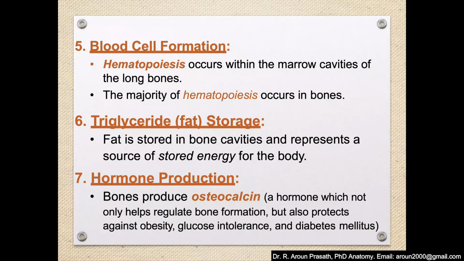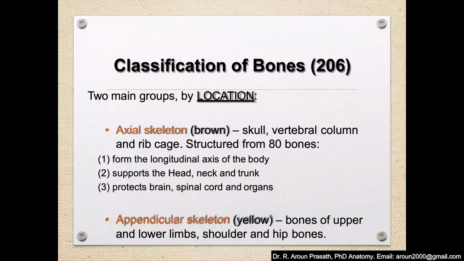Then hormone production. As I told you, the bone produces a hormone called osteocalcin, a hormone which not only helps regulate bone formation but also protects against obesity, glucose intolerance, and diabetes mellitus.